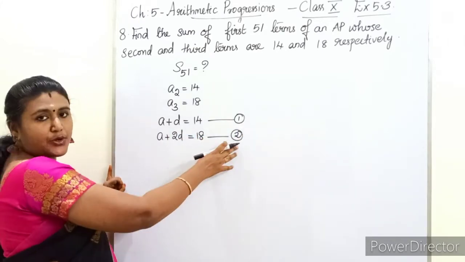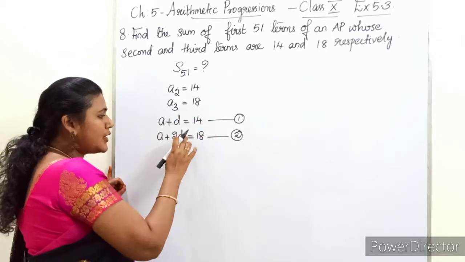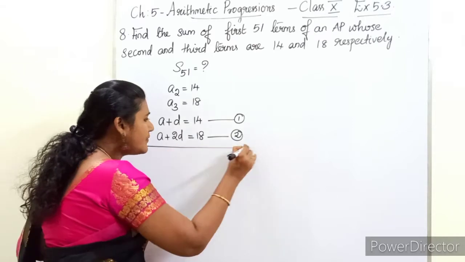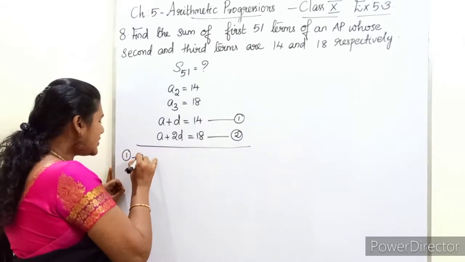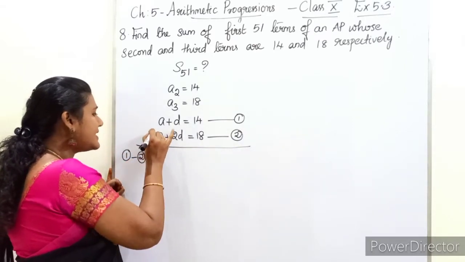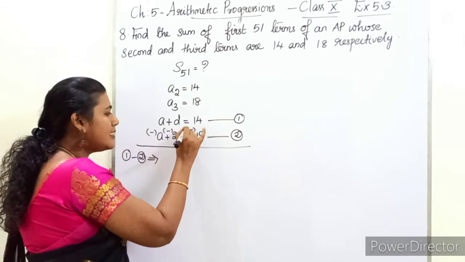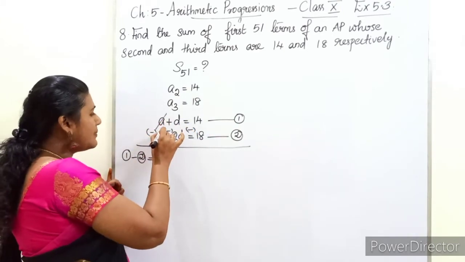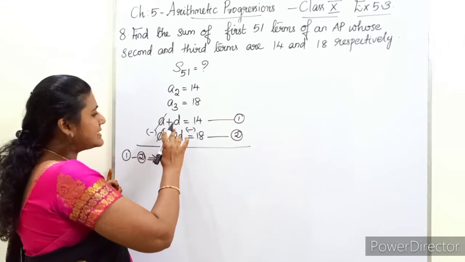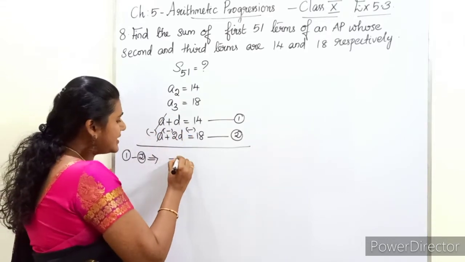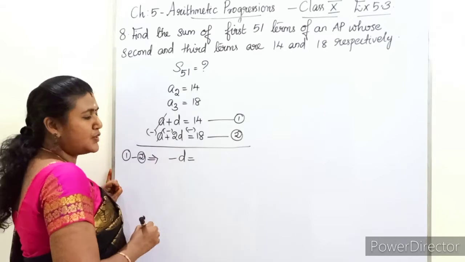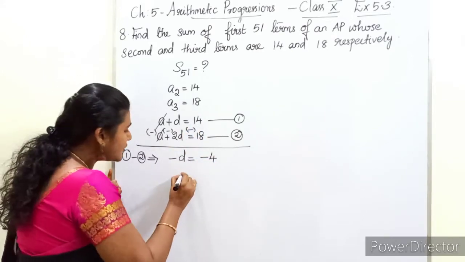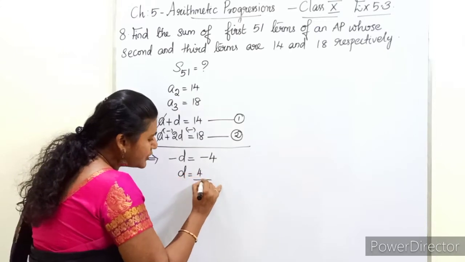From these two equations, if you see, the coefficient of A is the same. So we will subtract these two equations. Subtraction means change the sign of each term of the second equation and then add. So A and minus A will get cancelled. D minus 2D, that is minus D, is equal to 14 minus 18, which is minus 4. So the value of D is equal to 4.